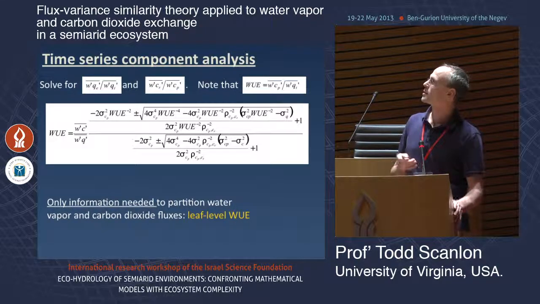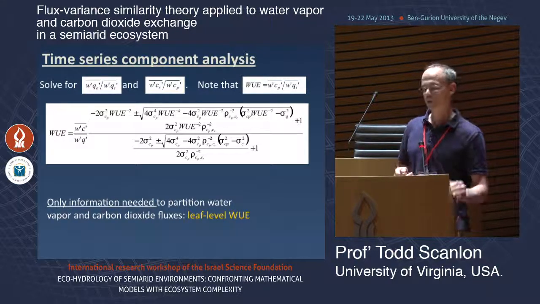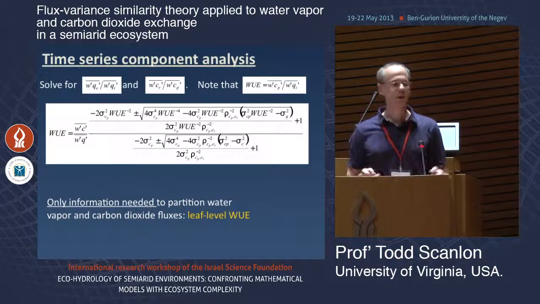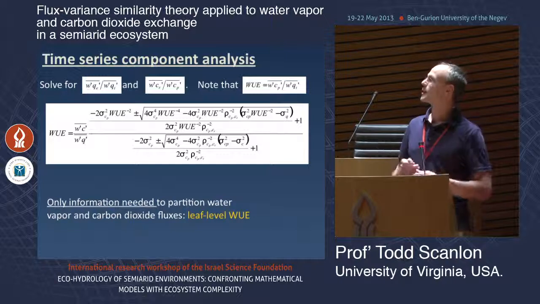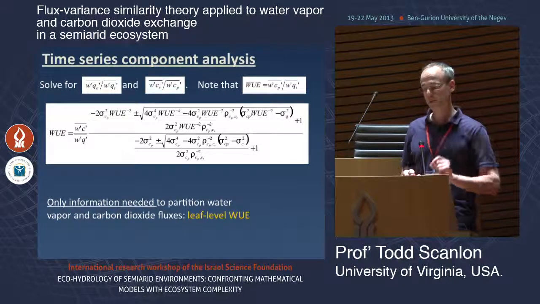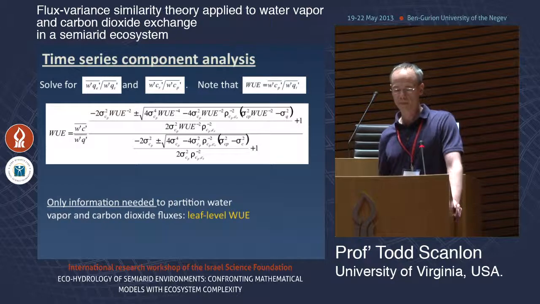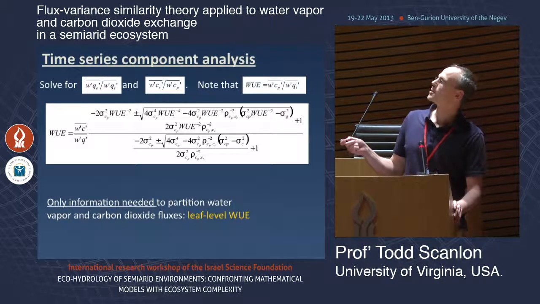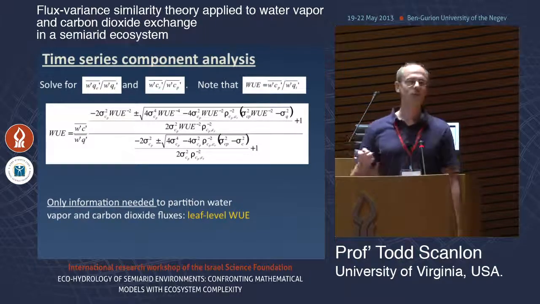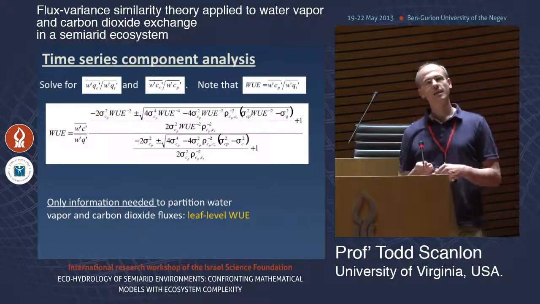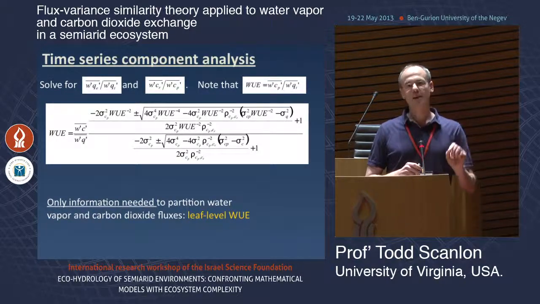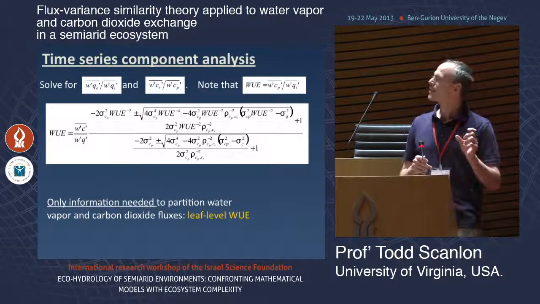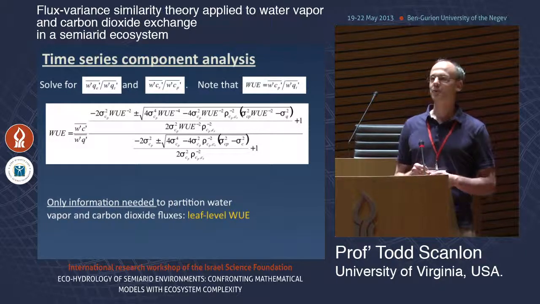You can see it is a quadratic, so there could be multiple solutions, but we could get rid of some by throwing away the nonsensical imaginary ones and ones in which variances are negative, for example. And it's most often the case that we end up with one solution. So the only information needed to partition water vapor and carbon dioxide fluxes is the leaf level water use efficiency, which we could get at by extrapolating from our measurement location above the canopy down to the canopy level using a log law, and by considering the internal and external CO2 concentrations.